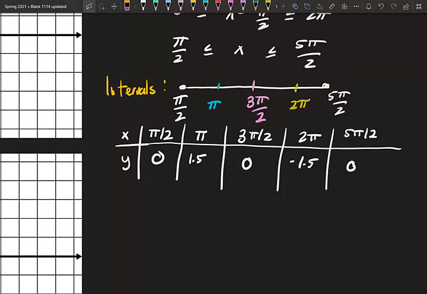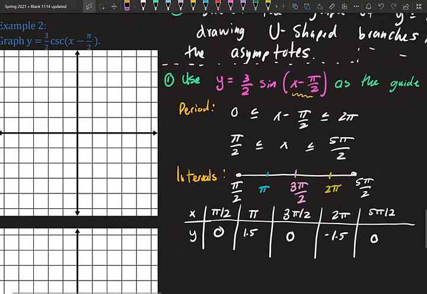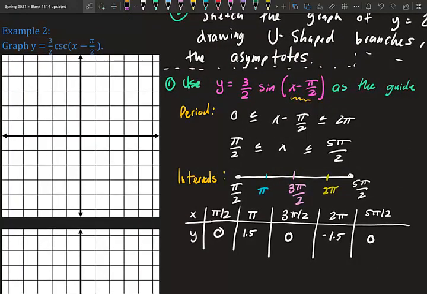So what we can do differently now is graph this and then go back and use asymptotes. Let's change it up a little bit. It just depends on how you like to view things. So let's graph our first step, our guide. Using our guide, we have our x values, our intervals: 0, pi over 2, pi, 3 pi over 2, 2 pi, and then 5 pi over 2. And on the opposite side, we have the same exact thing except negatives.